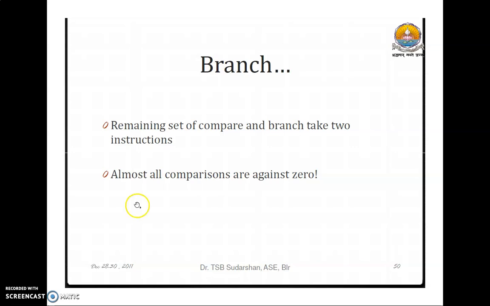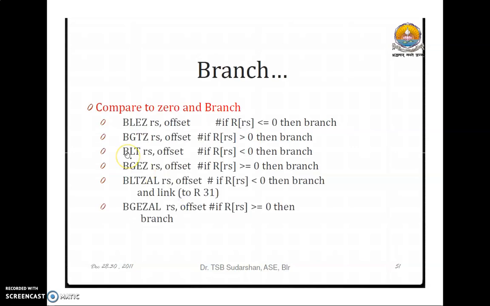Now, most of the comparisons will be against 0. We will see that soon. These instructions take fewer arguments. There is only one register argument, which will be compared against 0. BLE is a branch if less than or equal to 0.